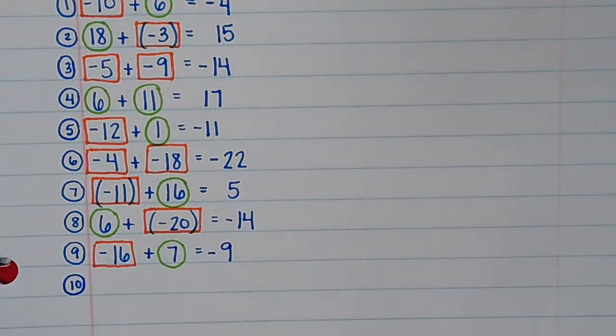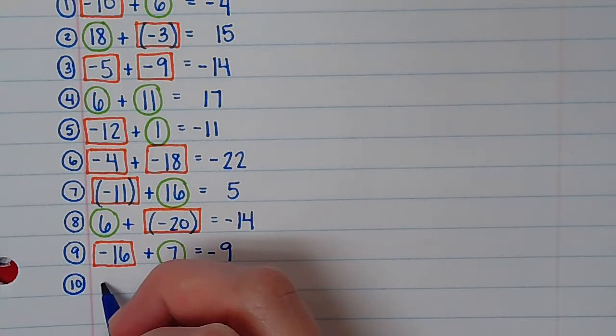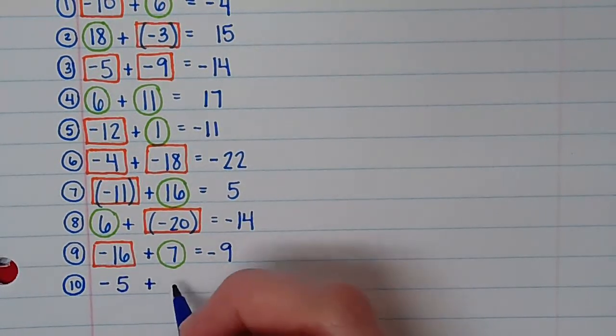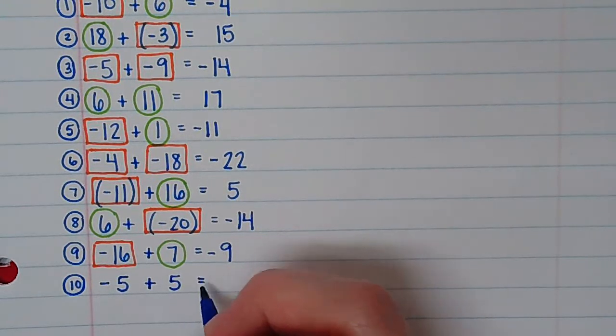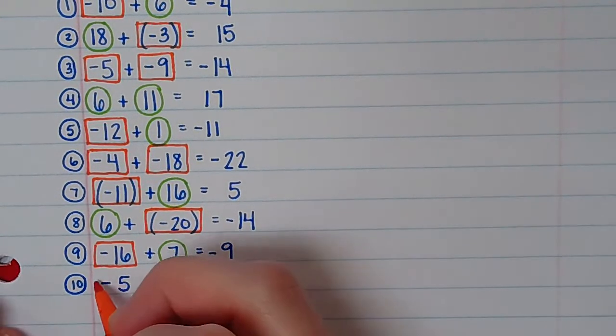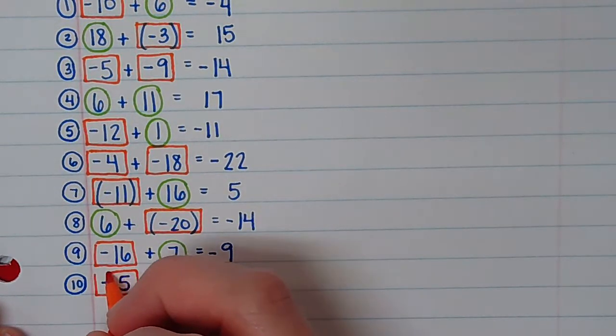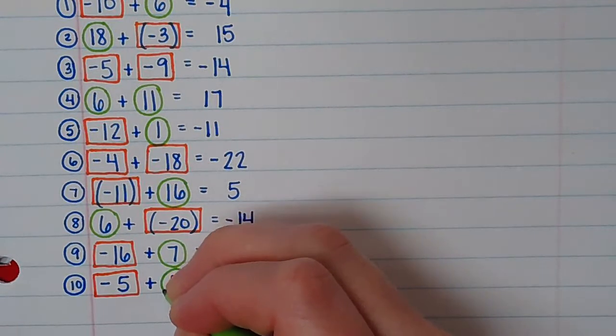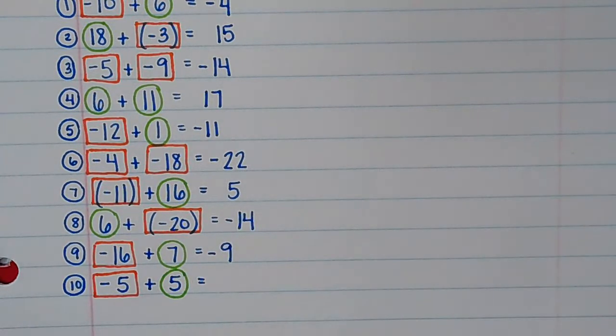Last one. -5 plus 5. So this is negative, but this one is positive. If the signs are different, it doesn't matter that the numbers are the same. We're not looking at the numbers, we're looking at the signs. This is a negative and a positive. So if the signs are different, you have to subtract.